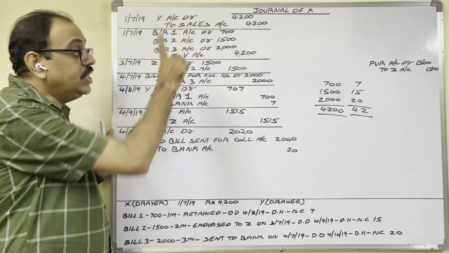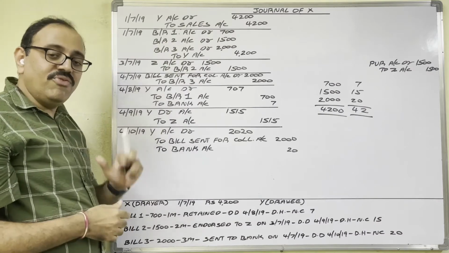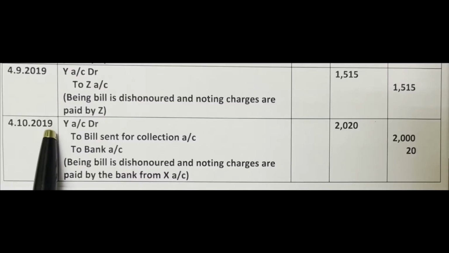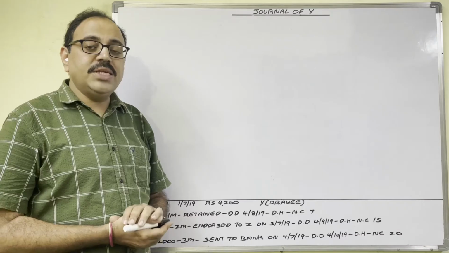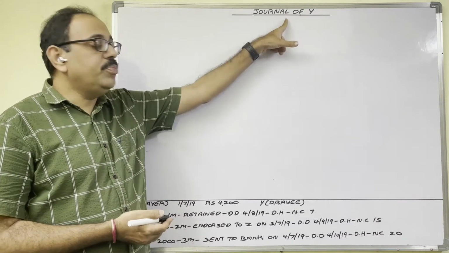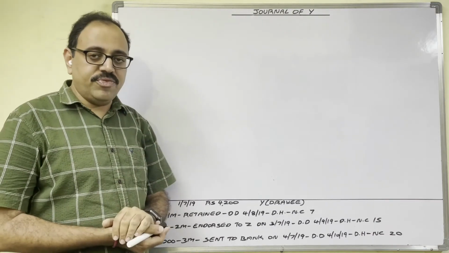Next, Journal of Drawee, Journal of Y. 4th October 2019, Y account debtor 2020 rupees, to bill sent for collection account 2000 rupees, to bank account 20 rupees. Narration: being bill is dishonored and noting charges are paid by the bank from X account. As we are writing journal entries in Y books, think from Y's point of view.